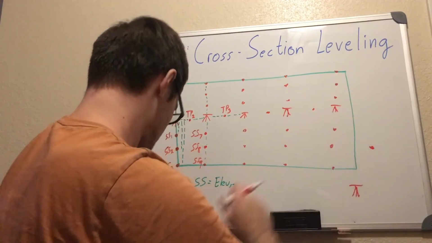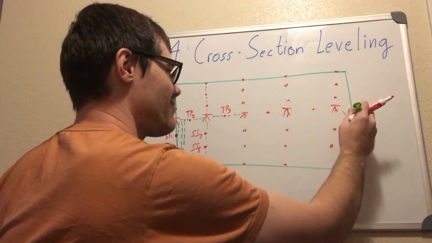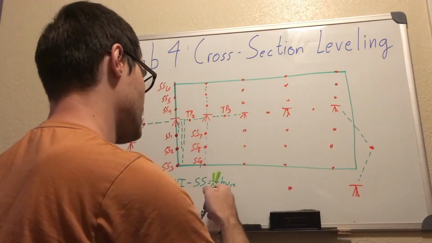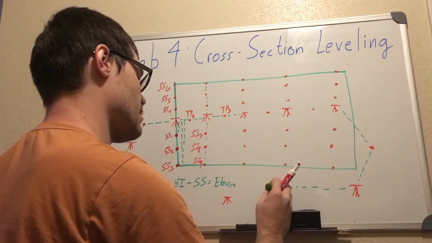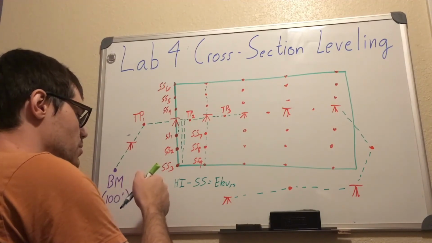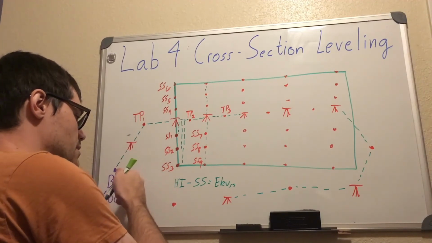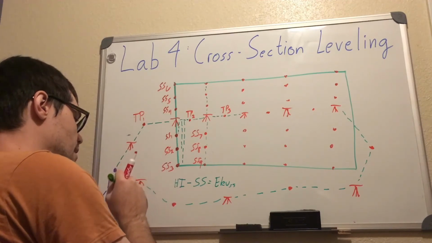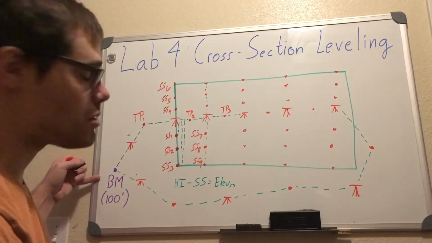So I'm just going to complete the circuit going around this. So we would sight in here. We would do another turning point here. We would foresight in, back sight. Okay. And then we'll do one more turning point right here. Set up our equipment. And then for our last foresight, we're going to foresight back into our benchmark as we started with.